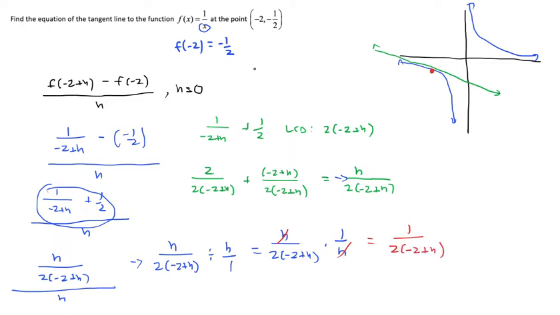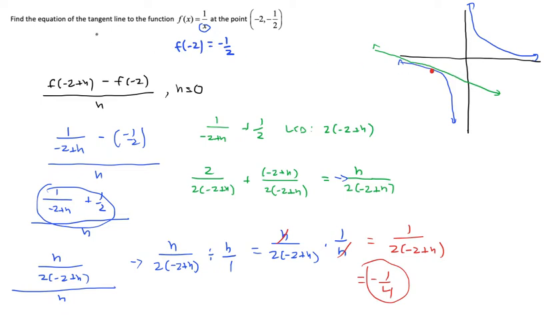Notice what happens when h is equal to 0 here. When h is equal to 0, this part is equal to 0, so what do we end up with? -1/4. What does -1/4 mean? Well, that's the slope of this line. At this point, -2, -1/2, we draw the tangent line. The slope of this line is -1/4.